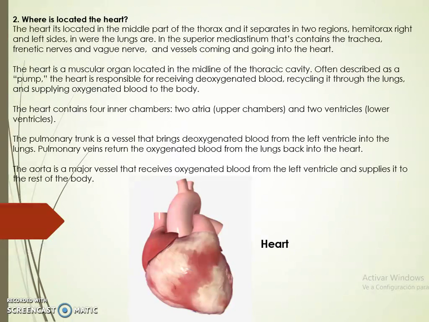The heart contains 4 inner chambers, 2 atria and 2 ventricles. The pulmonary trunk is a vessel that brings deoxygenated blood from the right ventricle into the lungs. Pulmonary veins return the oxygenated blood from the lungs back into the heart. The aorta is a major vessel that receives oxygenated blood from the left ventricle and supplies it to the rest of the body.